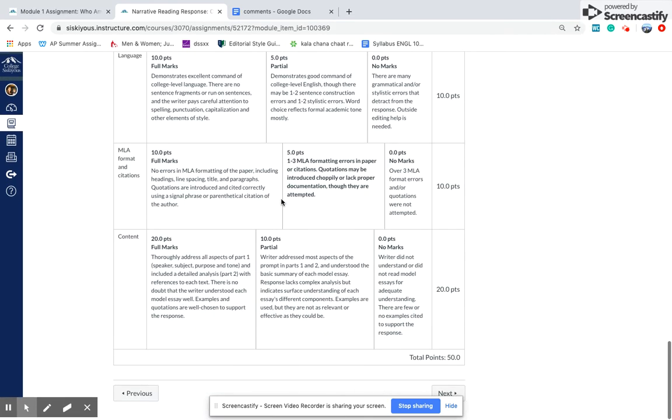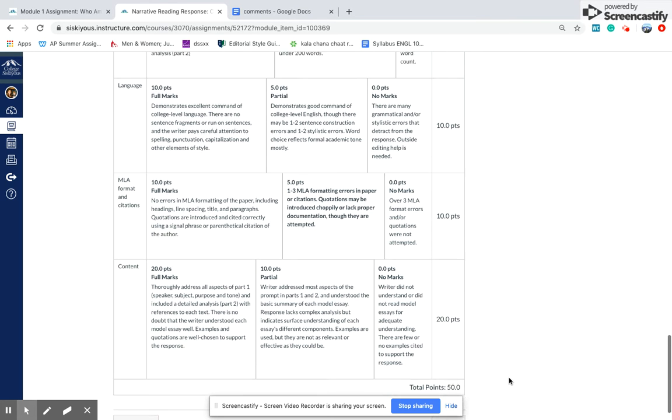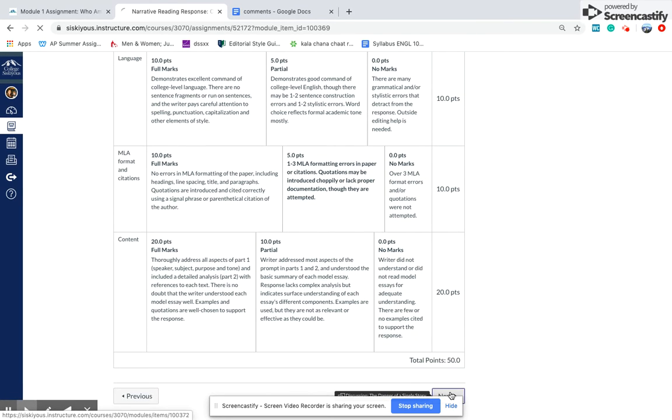Here's a rubric, how you'll be graded. It is a 50-point writing assignment. And again, we'll be having one of those roughly every 2 weeks. And there we go.